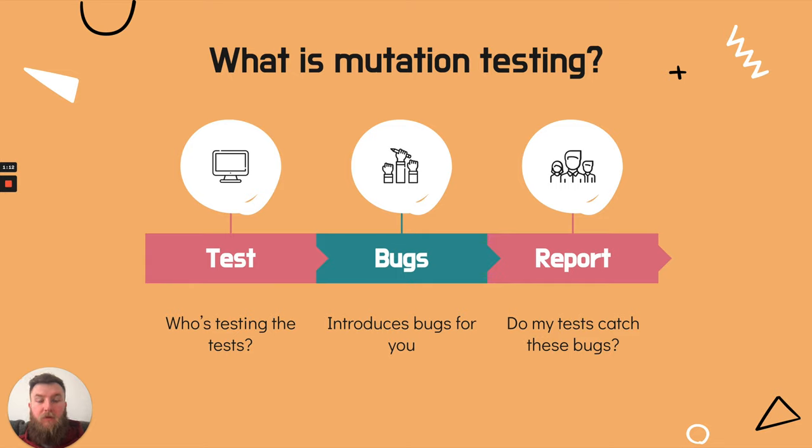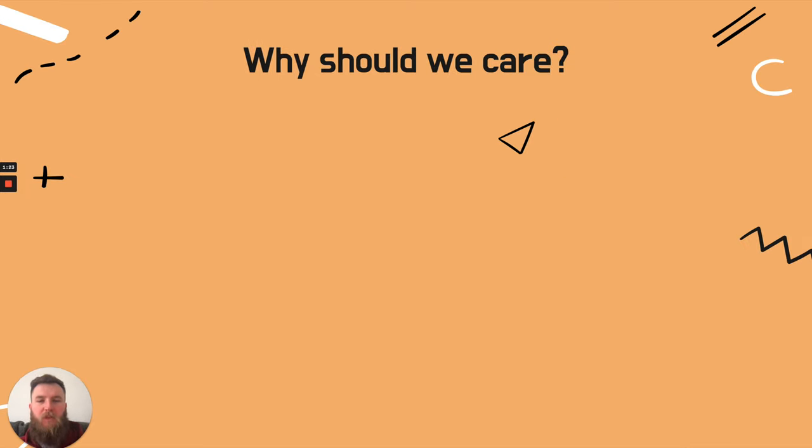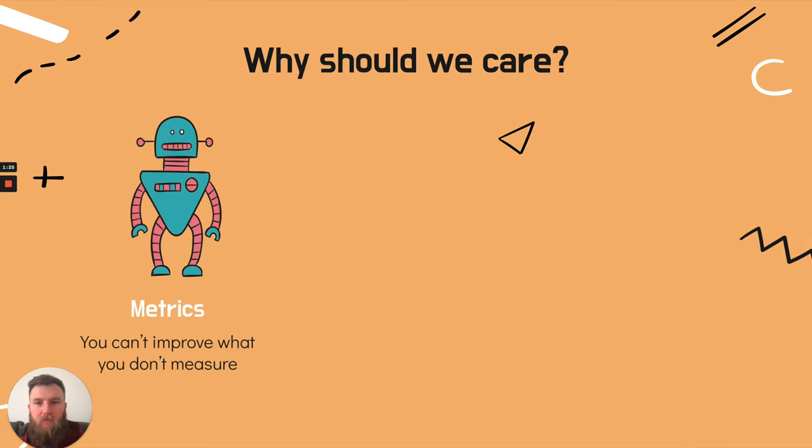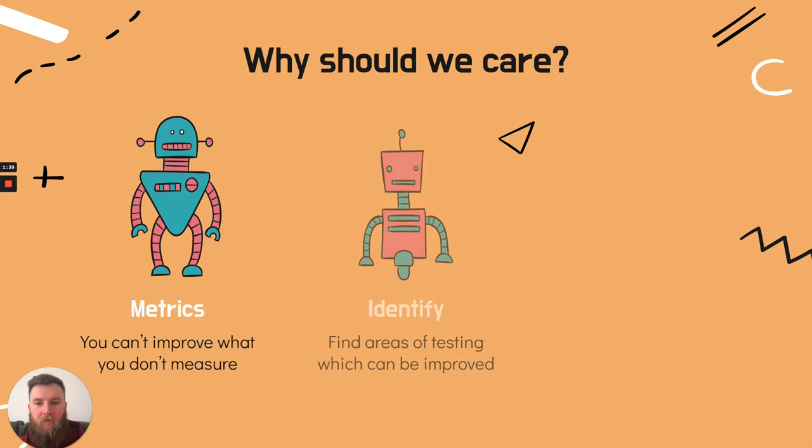So, as an overview, mutation testing is a tool that will test your tests and implement bugs, and then give you a report to say this is where your tests are lacking. But why should we care? Mutation testing gives us metrics. It gives you a report to say what percentage, what areas of the code, and what is and isn't covered from a mutation testing point of view. This then allows us to identify areas in which we can improve our testing.